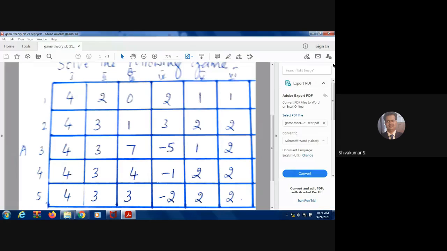4 is greater than 2, 3, 3, 3. Sorry, 2, 3, 4 only. So column 1 is dominated by column 2, and even by columns 4, 5 and 6. Column 1 values are dominated by columns 2, 4, 5, 6. So delete column 1.